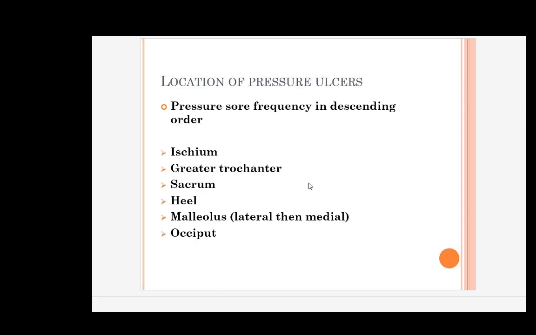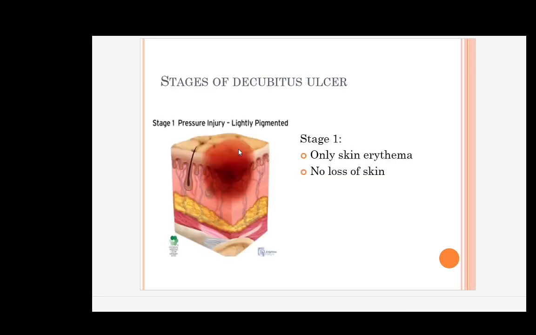Now, this is a very important slide just to show you the areas where it is common. The commonest area of pressure sore is the ischium. Then you have the greater trochanter, then the sacral area, the heel, the malleolus, especially the lateral aspect of the malleolus, and of course it can happen on the medial side, but the lateral aspect is more common. And last but not the least, in the occipital area, in a patient who is lying supine, you can have these ulcers developing. Most important is the ischium, that you need to remember.